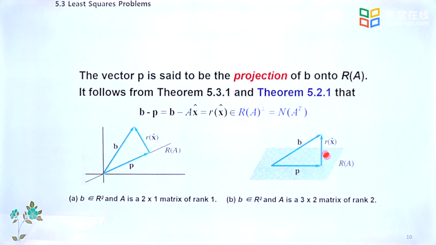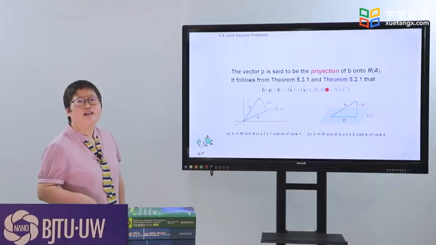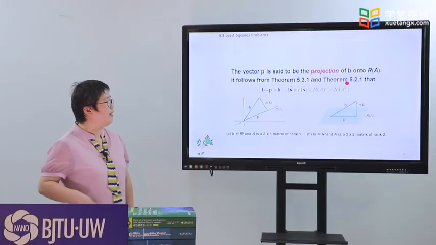In three-dimensional space, we can also have this figure. B here belongs to R3, and A is a 3x2 matrix of rank 2. So the range of A is a plane here, and if you have B here, then its projection P is here. The residual r(x hat) also belongs to the orthogonal complement of the range of A, which is the null space of A transpose.